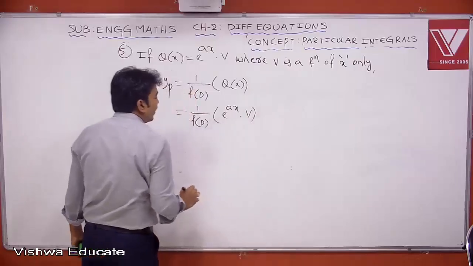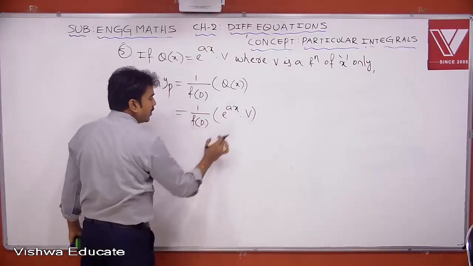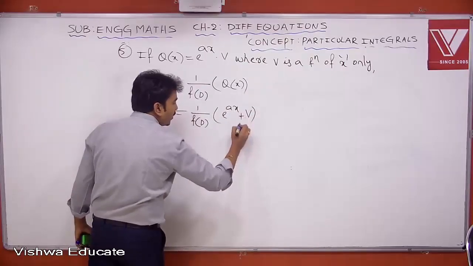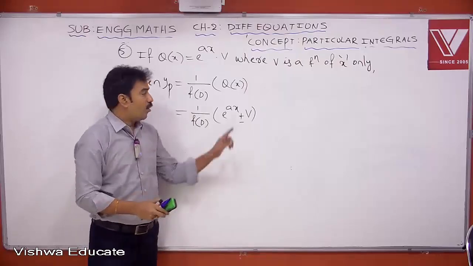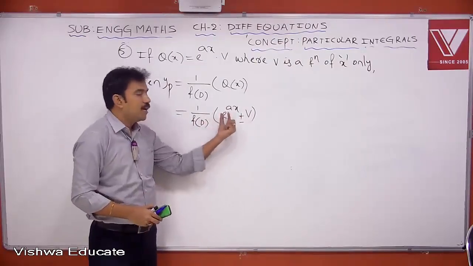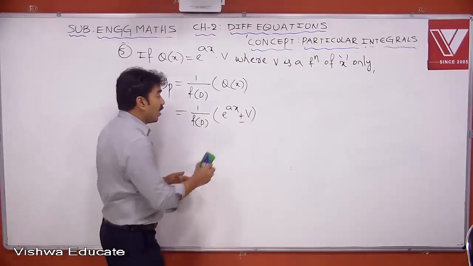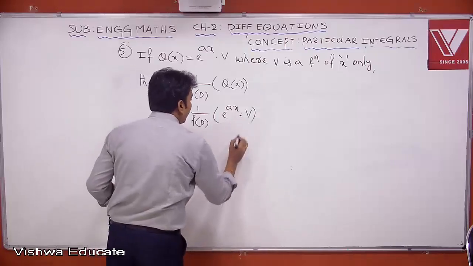Now here we are finding 1 by f of d of a product of two functions. It is a function of x, and it is a function of x. Suppose I have either a plus symbol or a minus symbol, what will happen? I can distribute 1 by f of d to e power ax as well as v. But in this case, we don't have that flexibility because we have a dot symbol between these two.